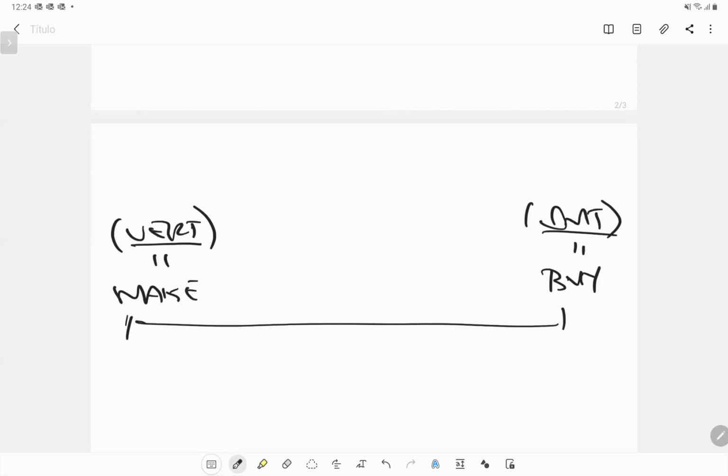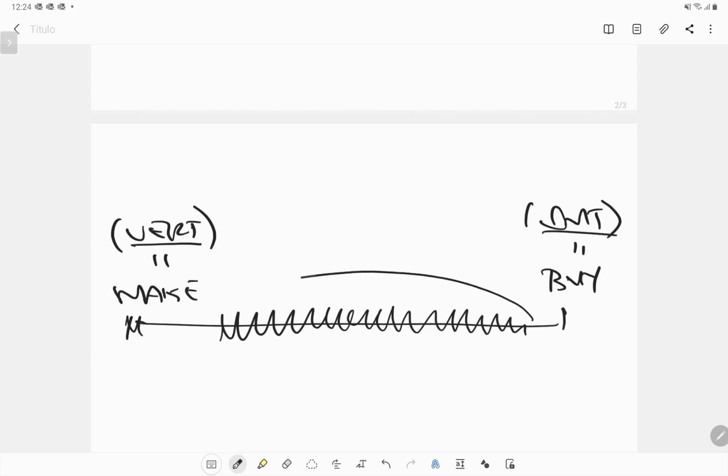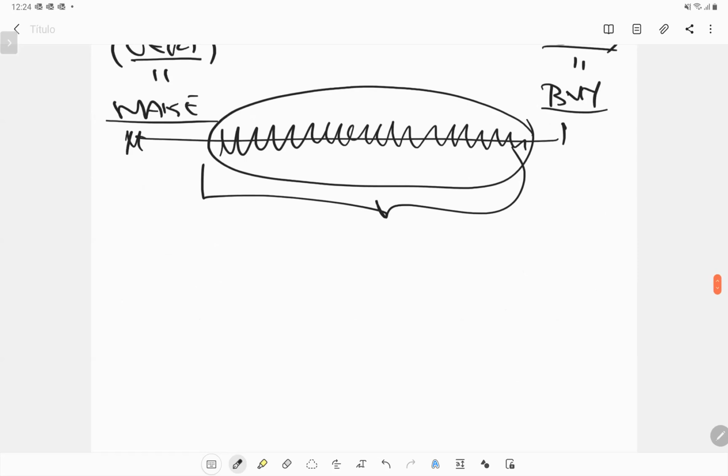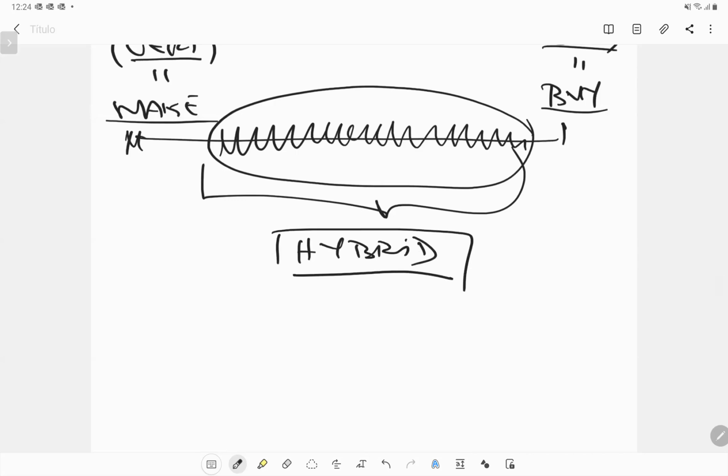Between these two extremes, we have a wide range of mixed arrangements, which is not classified neither as buy nor as make. This range of relations between making and buying are considered hybrid relationships.